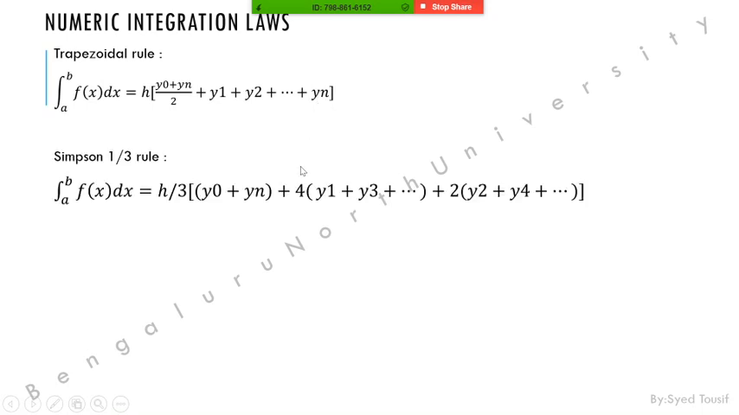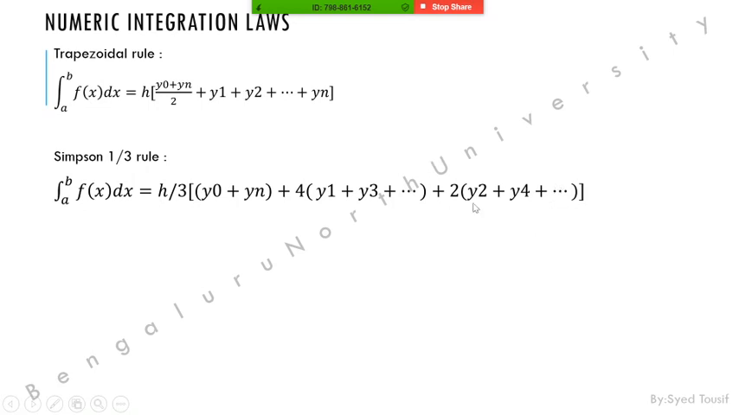Then the Simpson one-third rule. Here, the integral with lower limit a and upper limit b of f of x dx is equal to h by 3 times the initial f of x value and the final f of x value, and later 4 into some values and 2 into some values. I will tell what these values are.